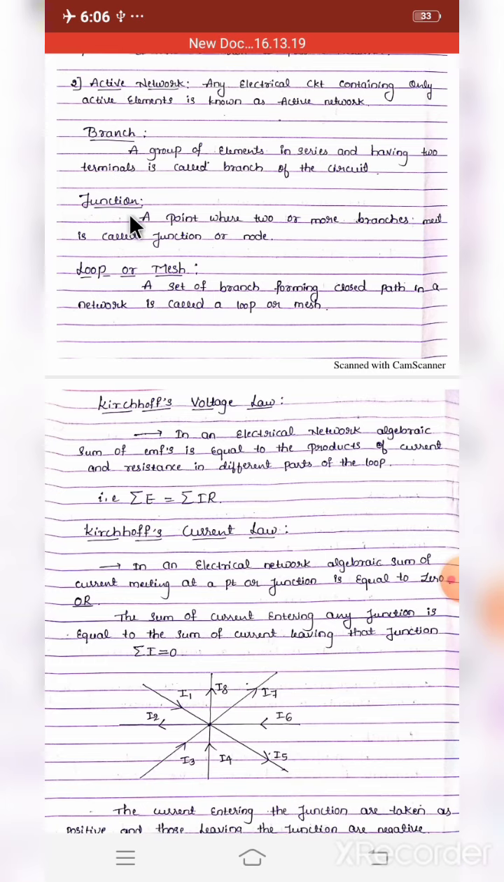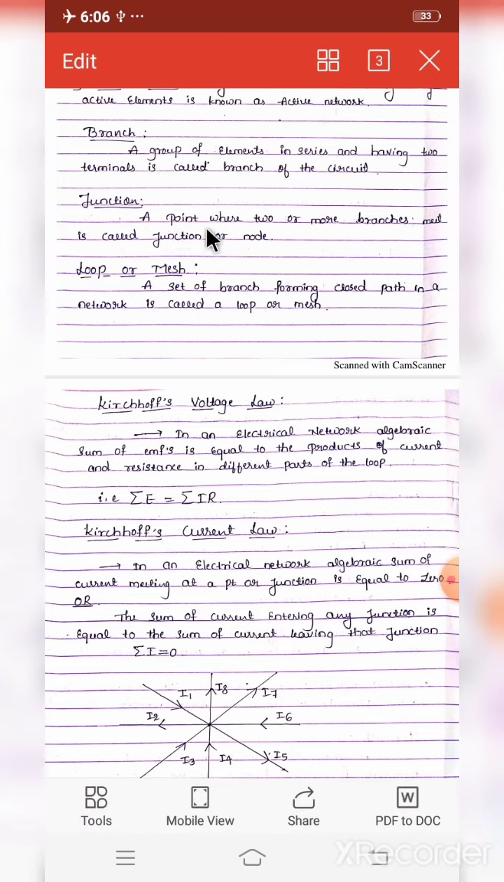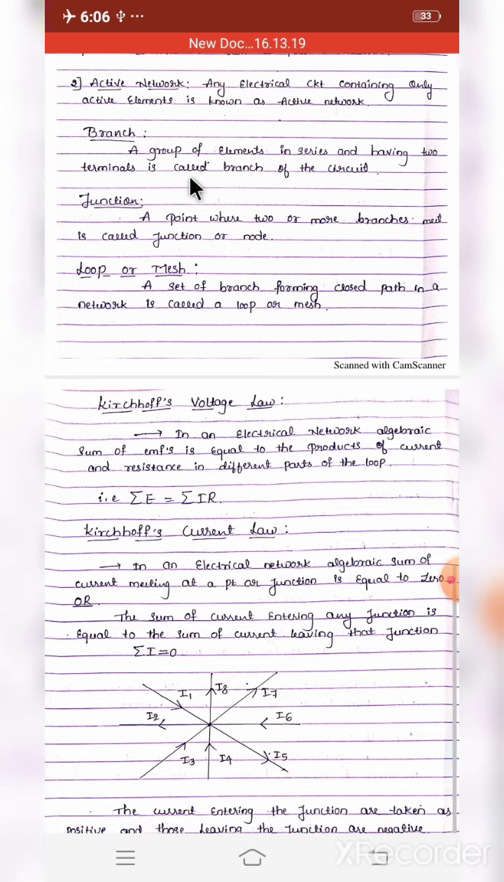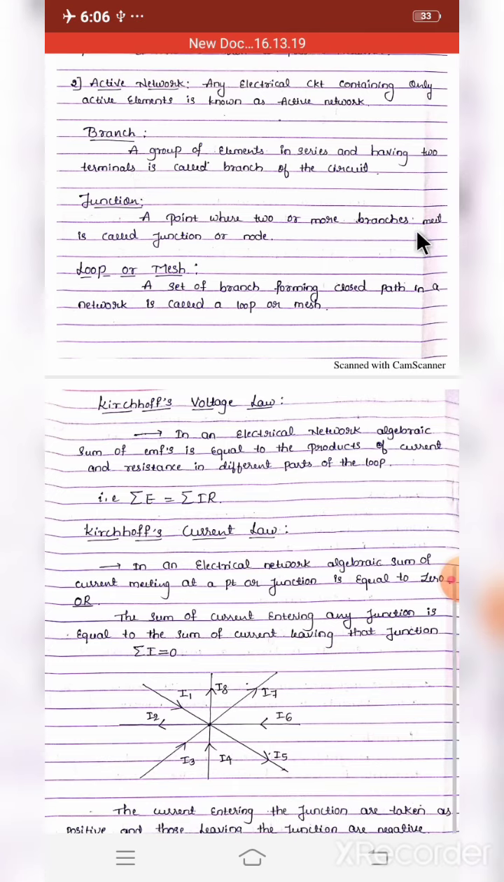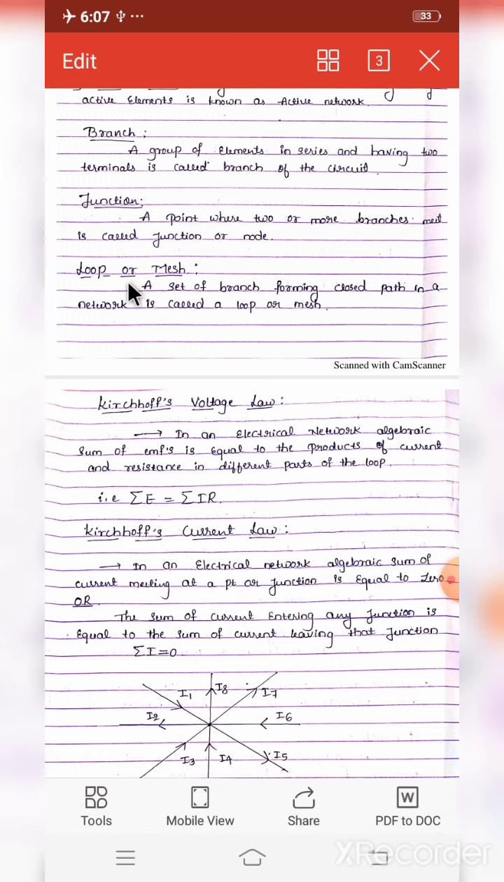Next, junction. So what do you mean by the junction? A point where two or more branches meet is called a junction. A branch is a group of elements in series having two terminals, the first one is the start, the last one is the end. A point where two or more branches meet is called a junction or node. Junction and node are the same. Next, loop or mesh.